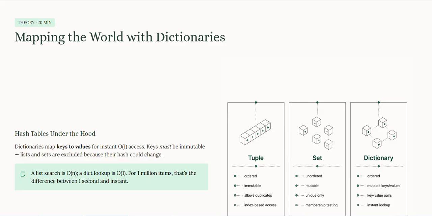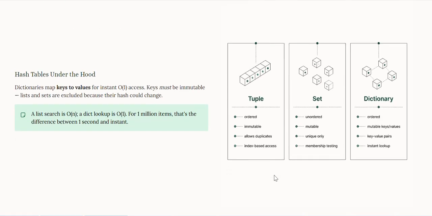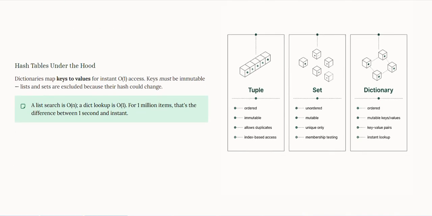Membership testing is like the in and is operators that we have done earlier. And a dictionary is ordered, mutable, with key value pairs and instant lookup. So this table you can go through, just keep everything in mind, how these three are different from each other.